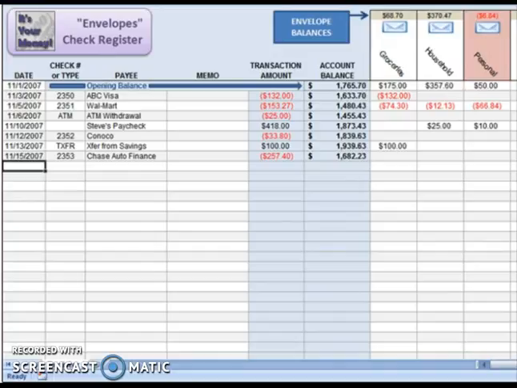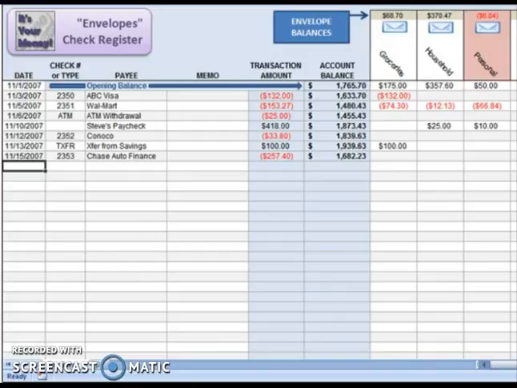So the envelope system is basically when you use cash for different categories in your budget. It assumes a couple of things: that one, you have a budget, and two, your budget is categorized. So if you do not have a budget, then you need to set up a budget, and I'll link in the description to a video on exactly how to do a budget that meets your current lifestyle situation.